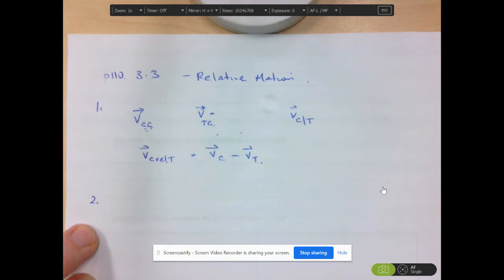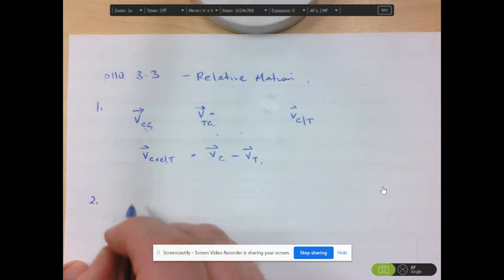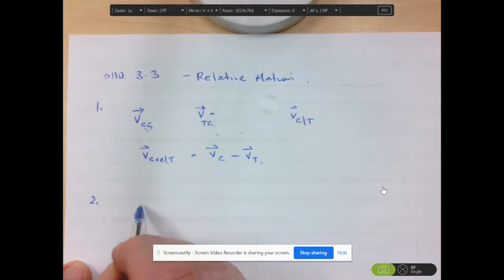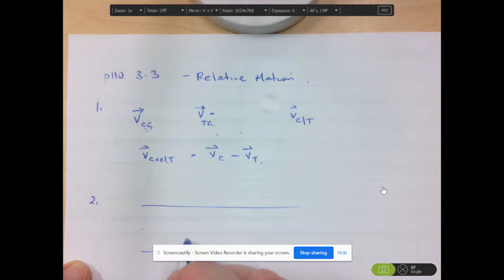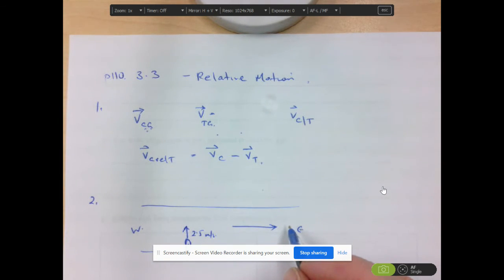Question 2. A small boat pushes off from the edge of a river at 2.5 meters per second north. So let's just give ourselves a river. Here's our little boat, going north at 2.5 meters per second. The current is flowing downstream from the west. So this is the west and there is the east. The current of the river is going downstream at 0.8 meters per second.